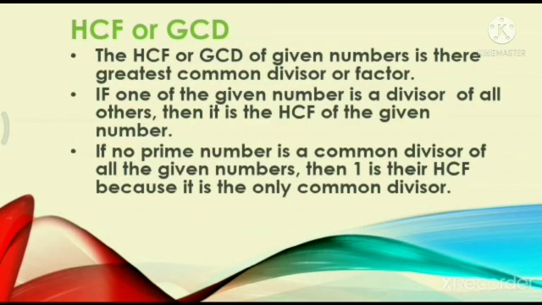Clear, student? Then the third point you have to keep in mind is, if no prime number is a common divisor of all the given numbers, then 1 is their HCF because it is the only common divisor. It means that if there is no common factor between the given numbers, then your HCF will be 1 because it is the only common divisor. Clear, student? So you have to keep this point in your mind while finding the HCF.